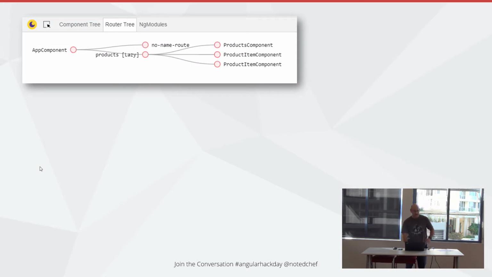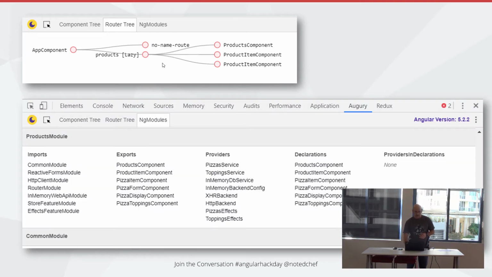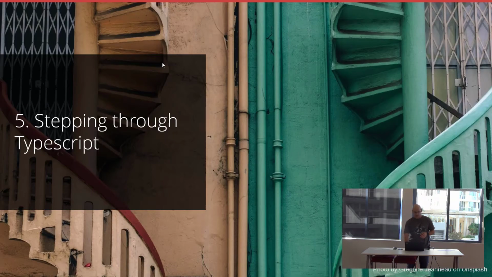The other good thing about Augury is that it provides a second tab with the router tree in it, so you've got a visual representation of your routes, and it will also show you which ones are lazy loaded. And there's also an NG modules tab, which will show you all your modules, and then within each, what's being imported, exported, what's being provided as a service in that component. It can be helpful to track down an error.